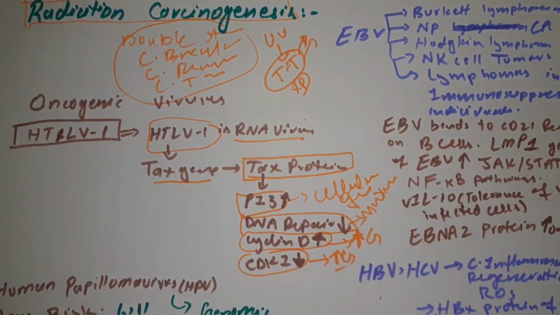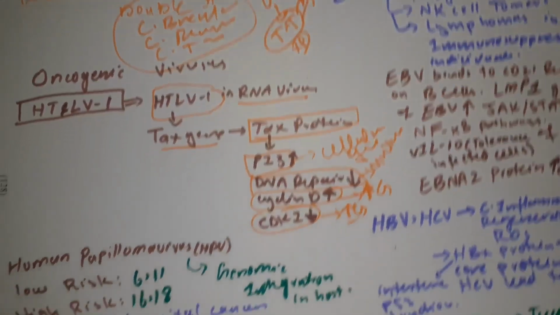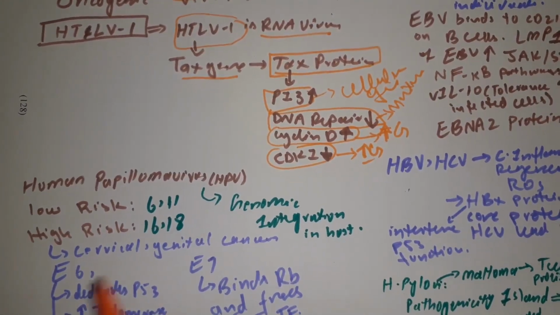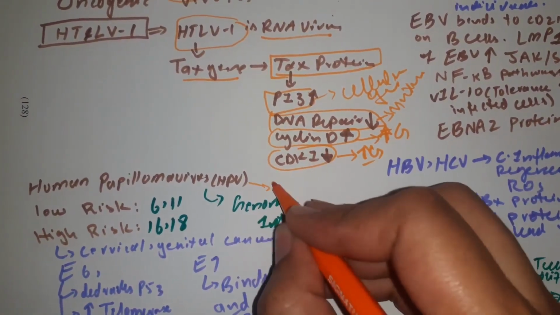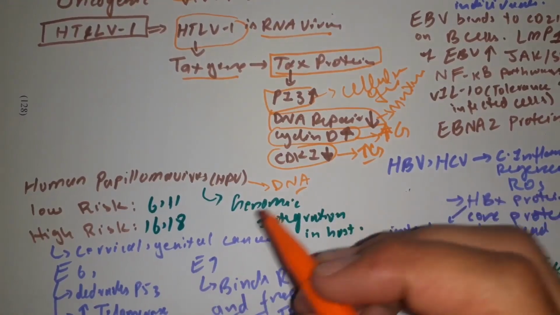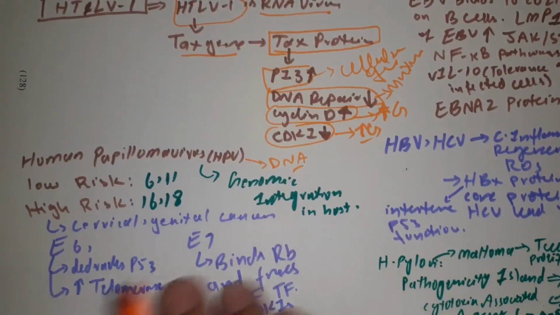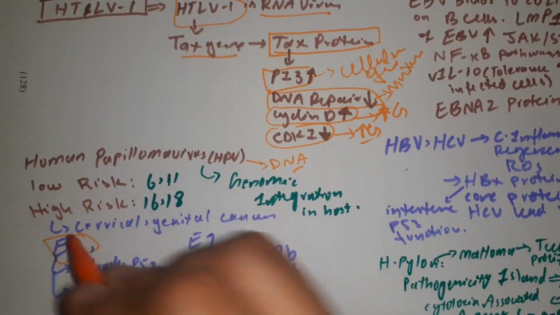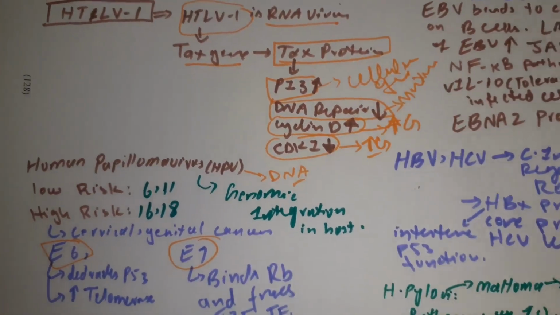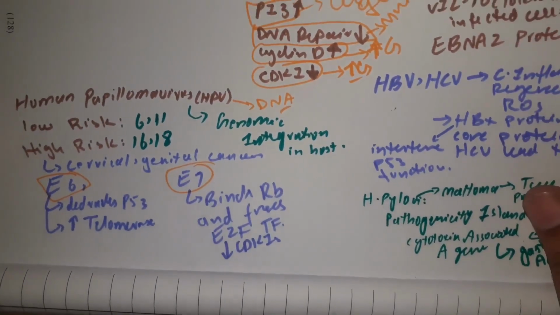Next, we move toward the human papillomavirus. It has low risk and high risk subtypes, and it is basically a DNA virus. It codes two major proteins which can lead to oncogenesis. One is E6 protein and the other one is E7 protein. These proteins are basically involved in carcinogenesis and play the principal role here.